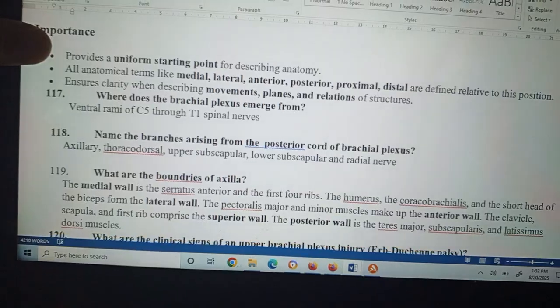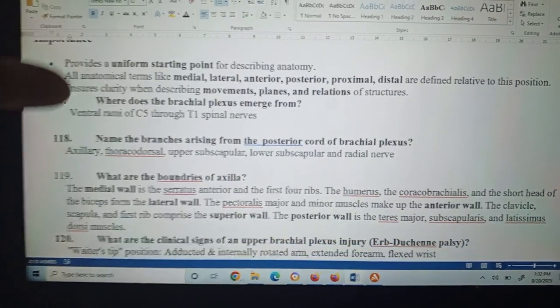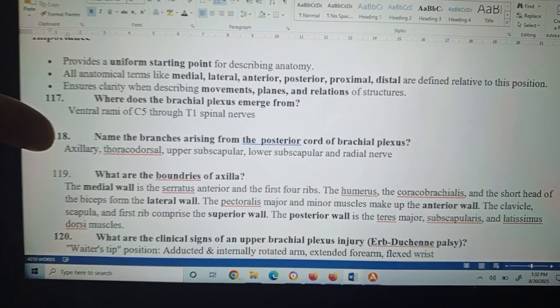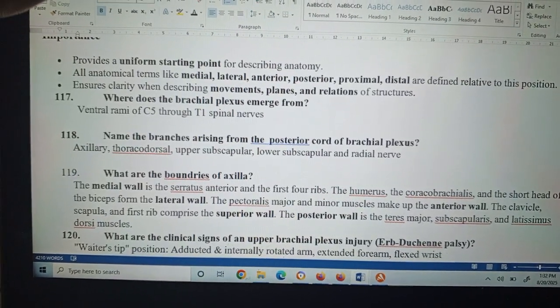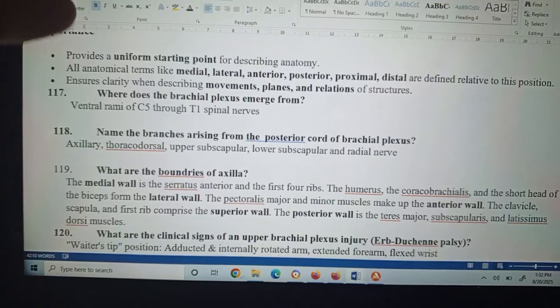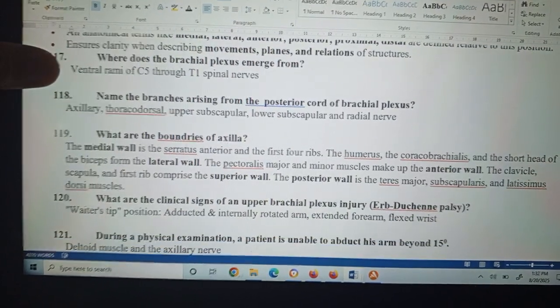Its importance is that it provides a uniform starting point for describing the anatomy. All anatomical terms like medial, lateral, and anterior can be defined in relation to this position. It ensures clarity when describing the movement plane and relation of the other structures.